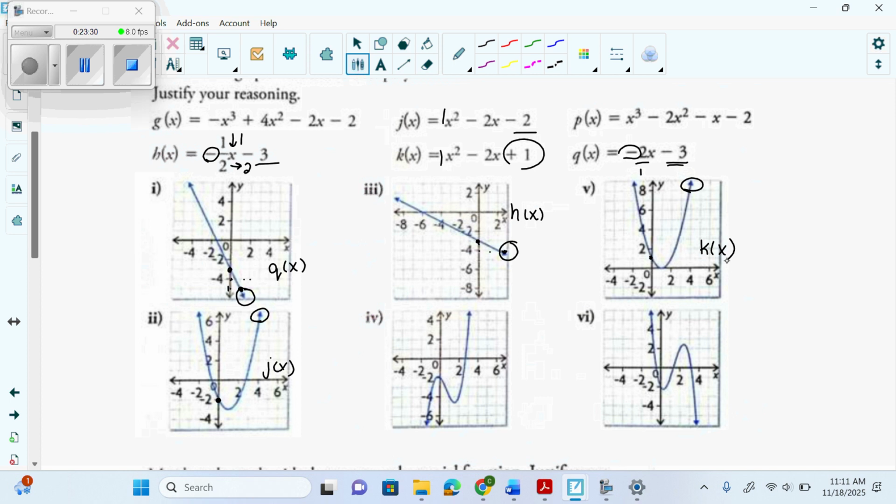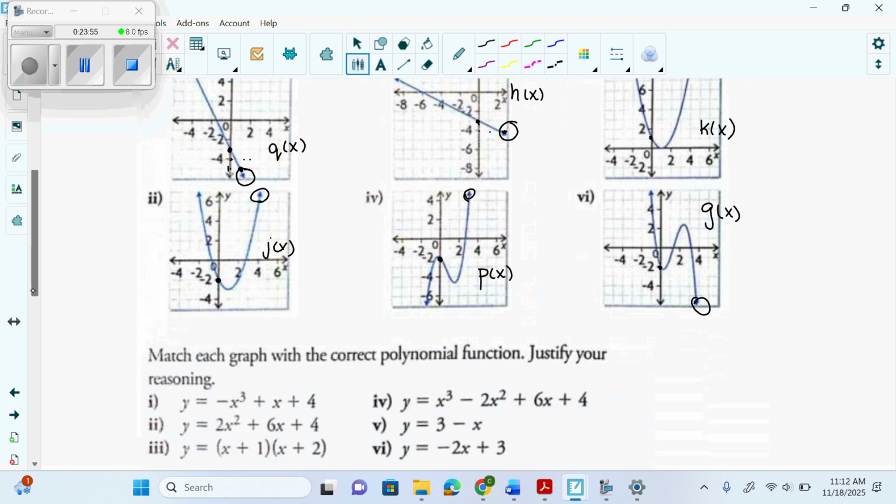And then we have our cubics. This one ends down on the right, so it's going to be this one. And let's verify it because it has a negative 2 y-intercept. Yeah. This one's g of x. And then this one is up on the right, negative 2 y-intercept. So this one's p of x. Yeah? So we use the leading coefficient and the y-intercept to get our graphs.